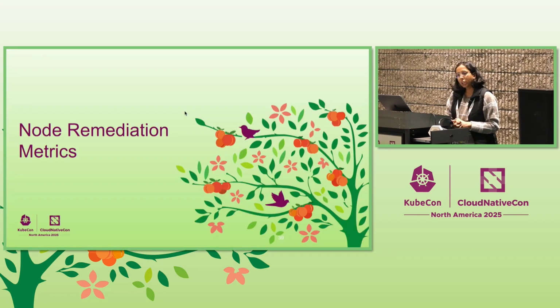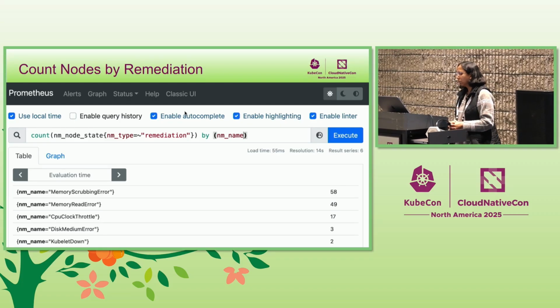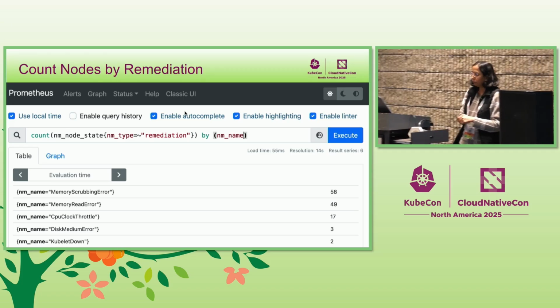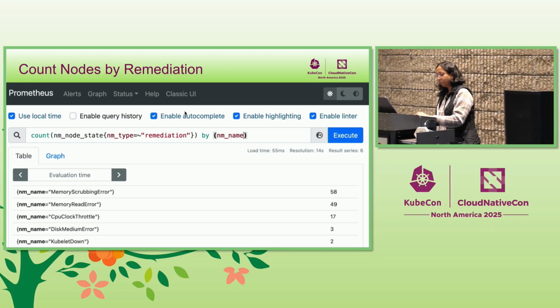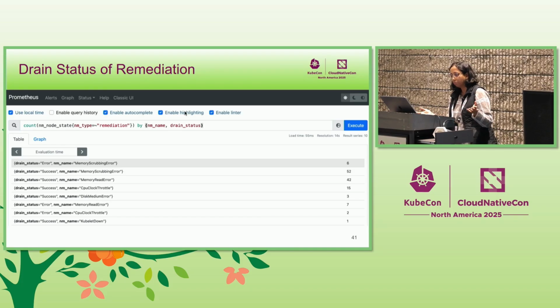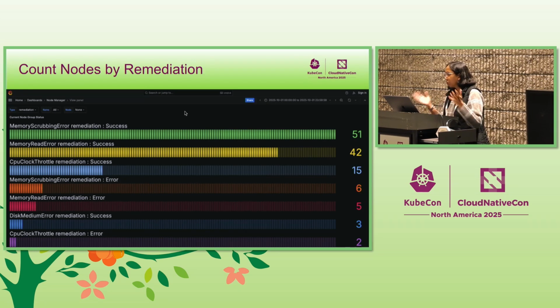How about node remediation metrics? Similarly, on this Prometheus query, you can see that memory scrubbing error was the highest occurring error with a count of 58, followed by the node memory read error. If you filter this query further, out of 58, 6 nodes where drain actually failed to perform. And if you filter this further, you can find those node names, what happened to them. And similar data can be used over Grafana to project the visualization.